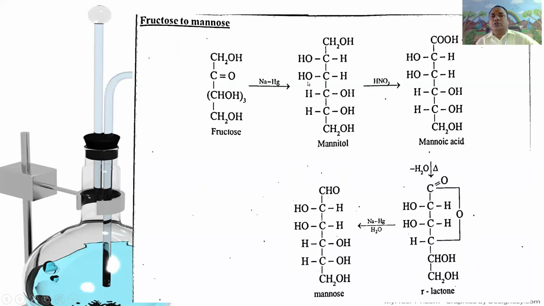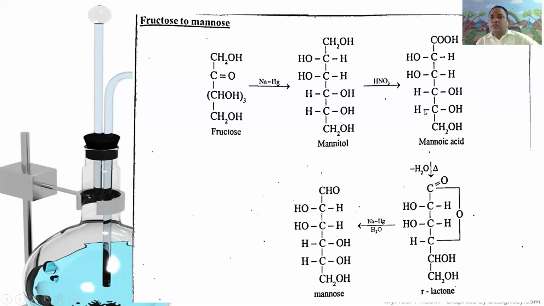Mannitol is CH2OH, CO HH, CO HH, CHOH, CHOH, CH2OH. This mannitol undergoes oxidation with nitric acid to give mannonic acid, or mannoic acid: COOH, CO HH, CO HH, CHOH, CHOH, CH2OH. It is called mannoic acid.